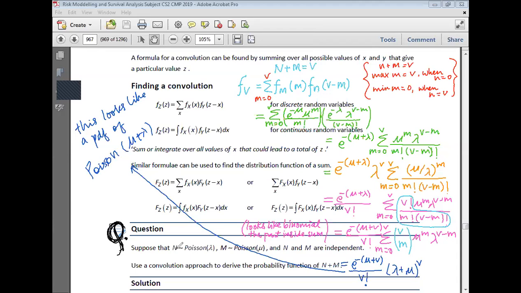So we started off with n, which we knew followed Poisson with lambda as the parameter. And then we had m, which followed again the same distribution with the parameter mu. And we were supposed to figure out the distribution for n plus m, which we equated to v. And for the distribution of that v, which is defined as n plus m, we got that it again follows Poisson, but with the parameter mu plus lambda.